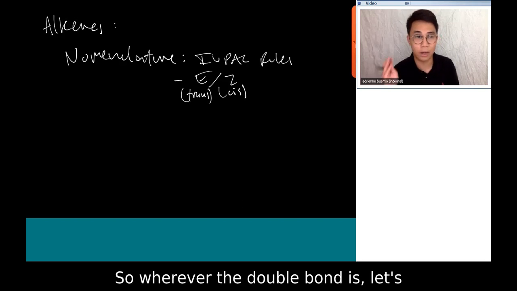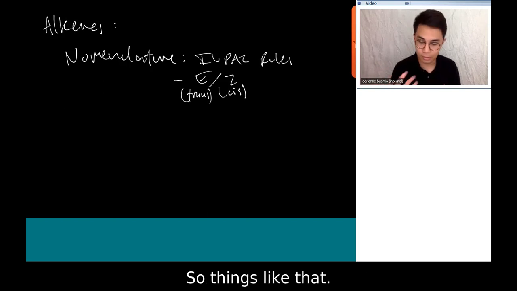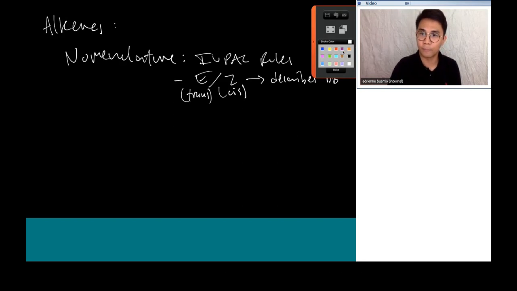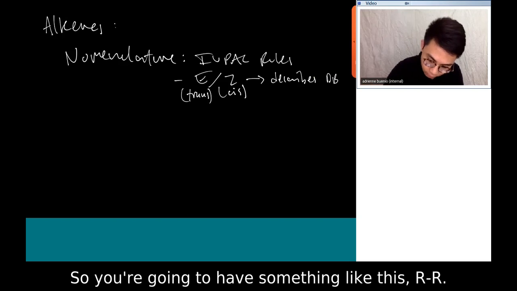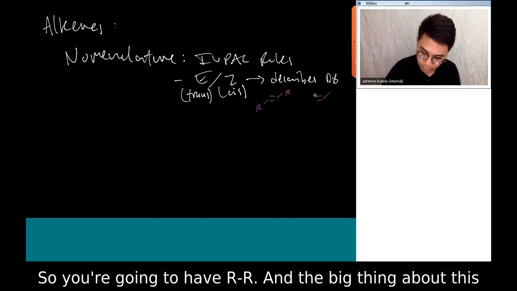double bond. So wherever the double bond is, let's say the double bond is in the fifth carbon, E5, right? So things like that. It describes the double bond. And let's do a little example. E, we said, is trans, right? So you're going to have something like this, R, and then Z is the same, so we're going to have R, things like that.